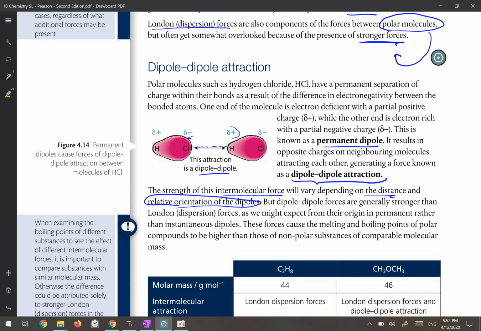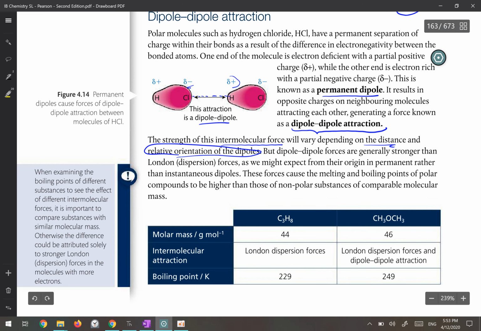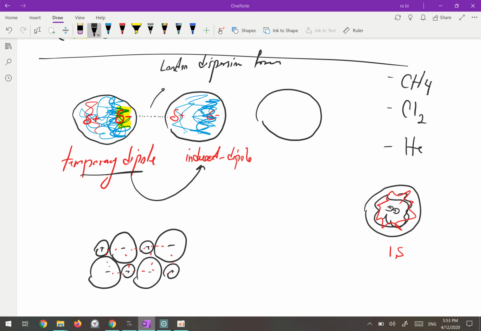If you have a polar molecule, its melting point and boiling point usually is more than a non-polar molecule with the same mass, because dipole-dipole attraction is more than London dispersion force, which is available between the non-polar molecules. Look at this table. This table compares C3H8 and CH3OCH3.